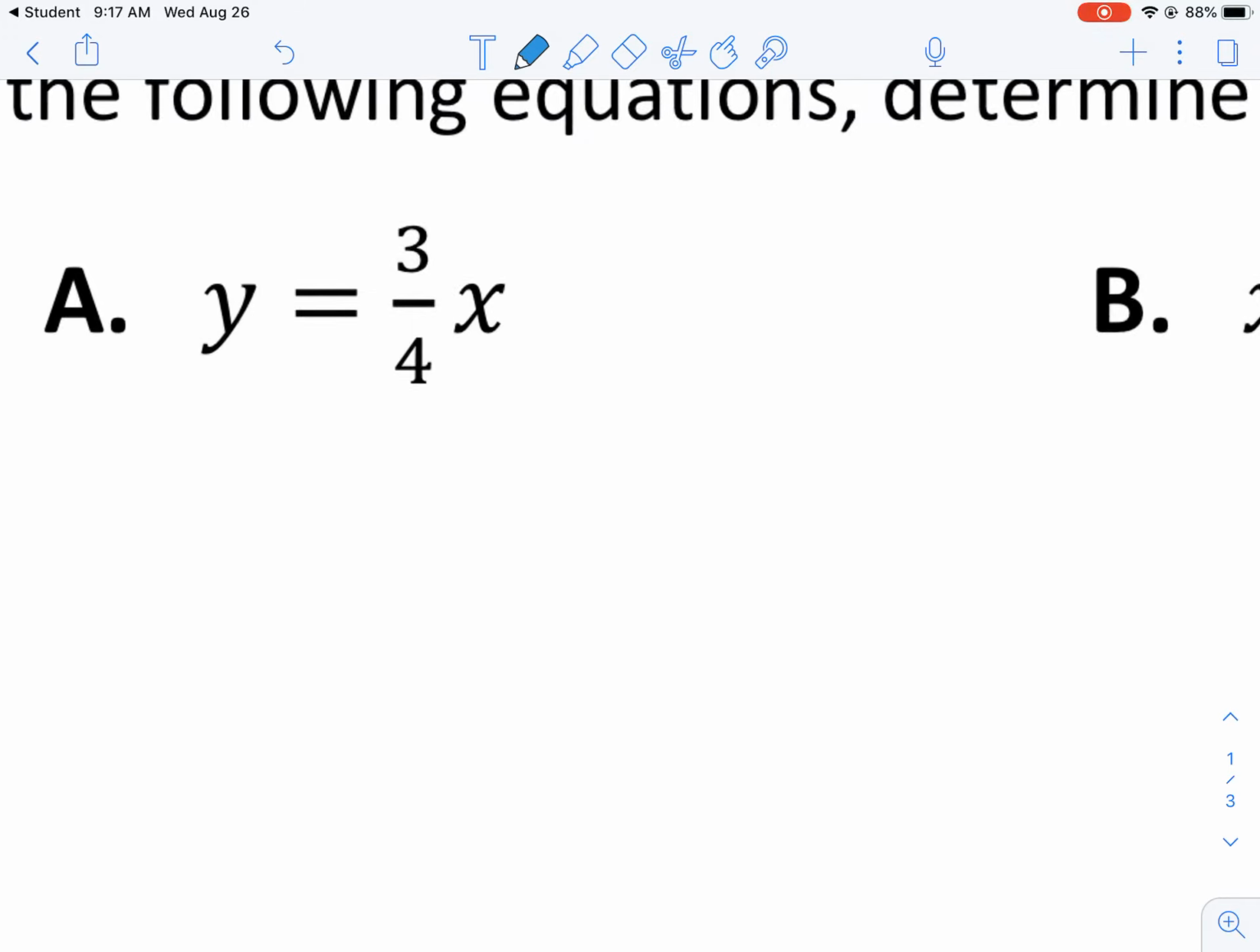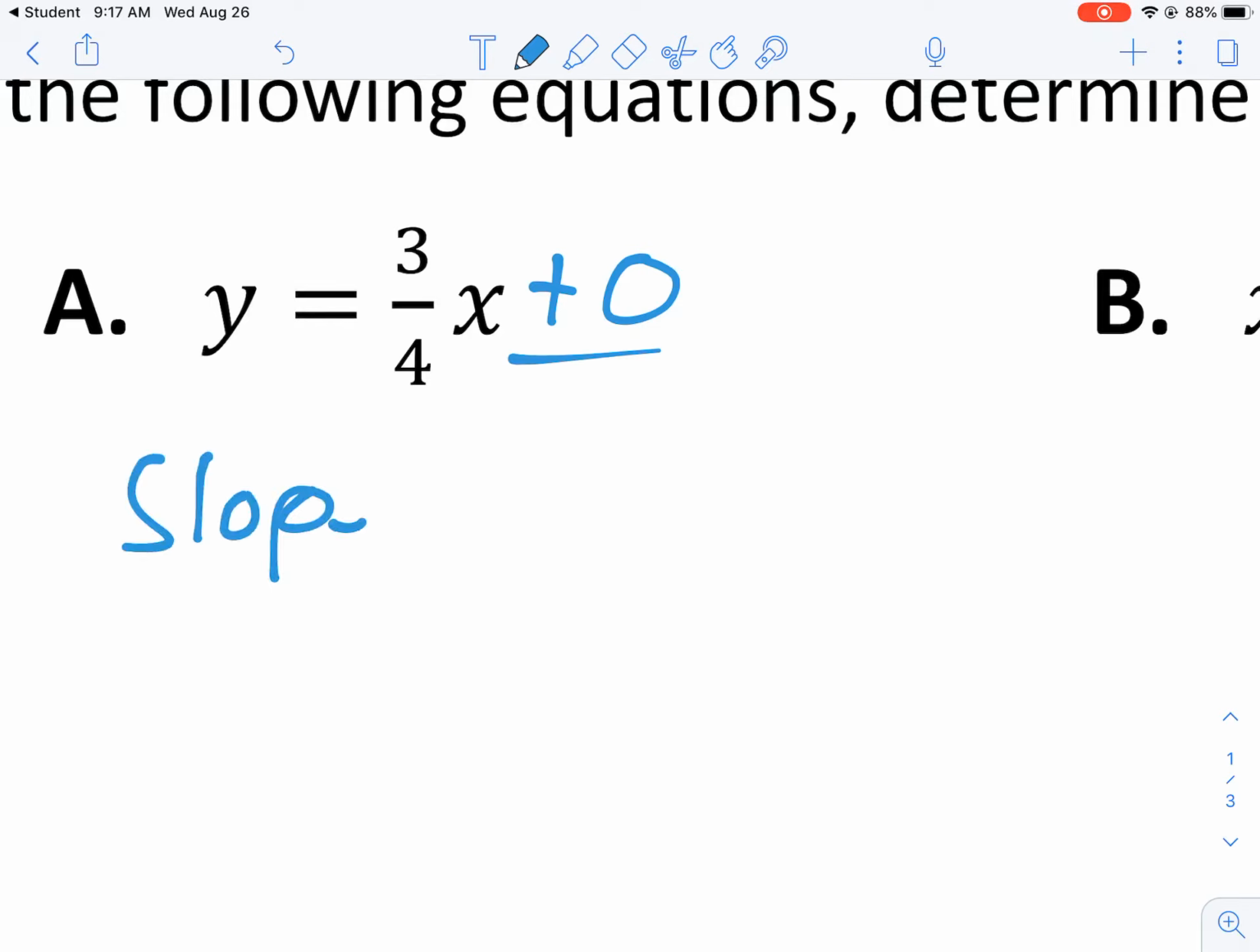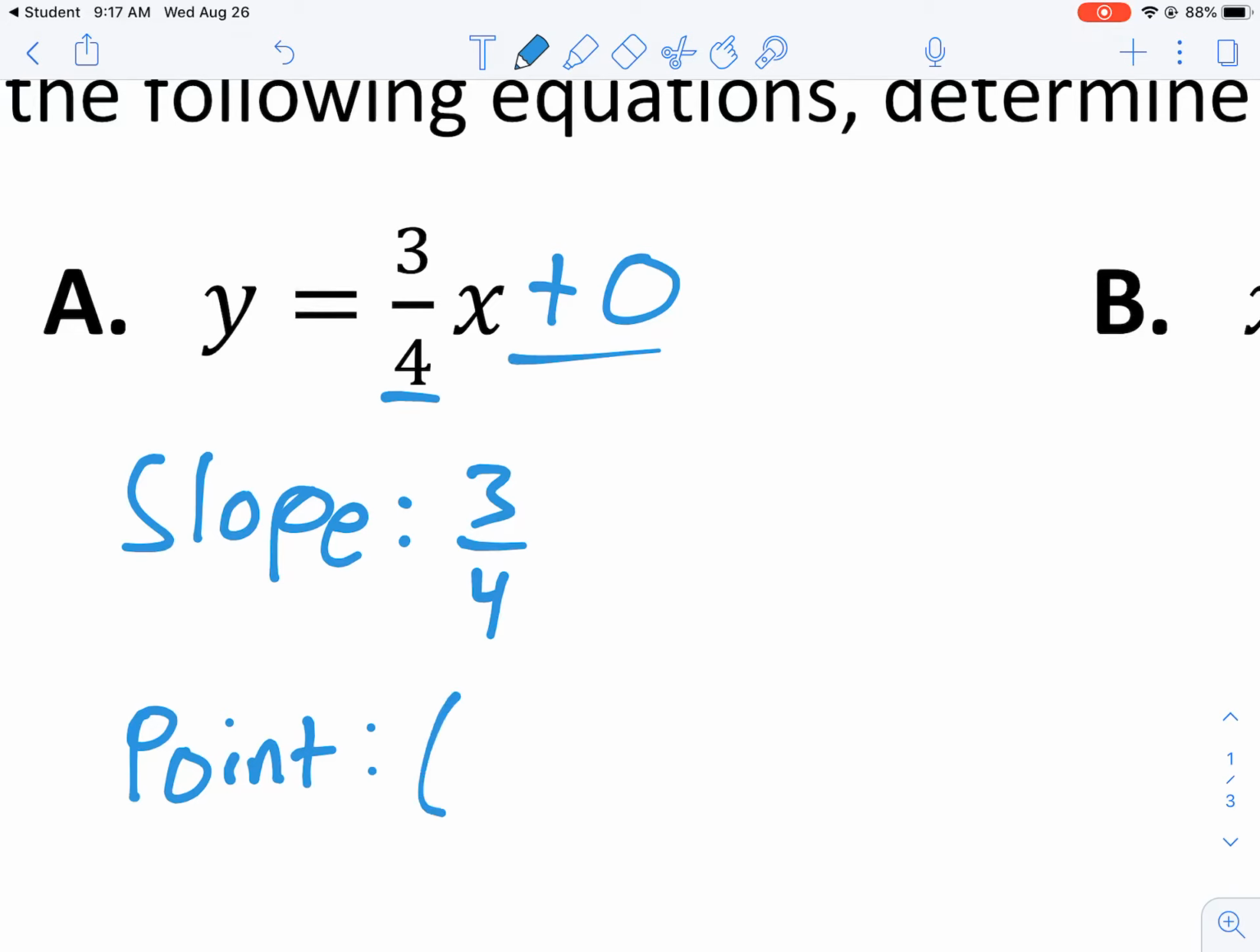All right, so the first one they give us, not even in standard form, okay? This is just slope-intercept form, all right, with no y-intercept, so that means the y-intercept is 0. So our slope, all right, our slope is in front of the x, that's 3/4. And then our point, all right, is going to be the y-intercept, which is 0. So that means our y-intercept is at (0, 0). So this line goes through the origin.